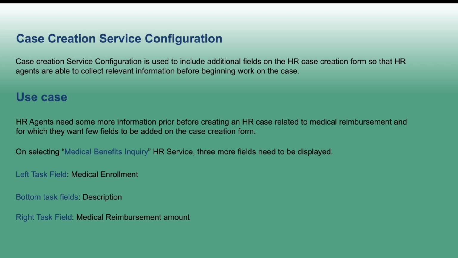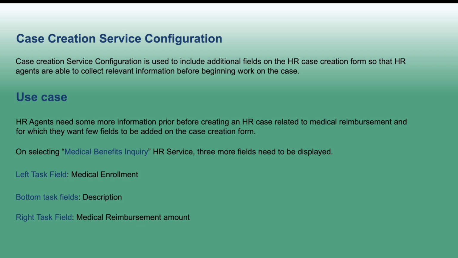So I have provided a use case here, like HR agents need some more information before creating an HR case related to medical reimbursement, and for which they want few fields to be added on the case creation form. So whenever we are selecting medical benefits inquiry HR service at the case creation form, we need more fields to be displayed. That is medical enrollment. The second one is description, and the third one is medical reimbursement amount. I have also put it here, like which will go in the left task field, which will go in the right, and which will go in the bottom.